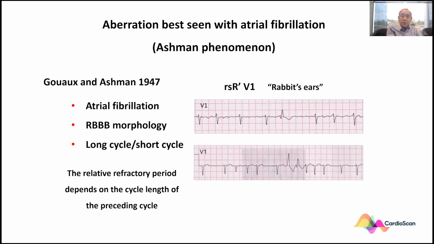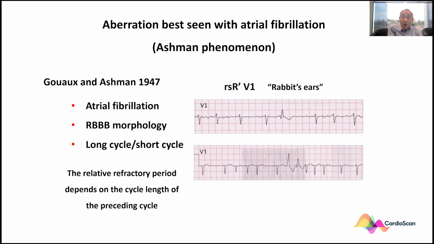Aberration was first described by Gill and Ashman in 1947. It was in relation to atrial fibrillation and is now called the Ashman phenomenon. I often wonder why it's not called the Gill phenomenon, but I suspect that people couldn't pronounce Gill's name and therefore Ashman gets all the accolades. It occurs with atrial fibrillation, often with a rapid ventricular response.